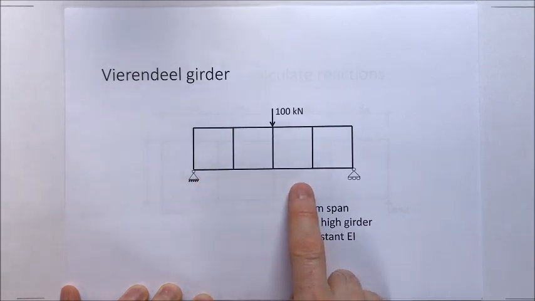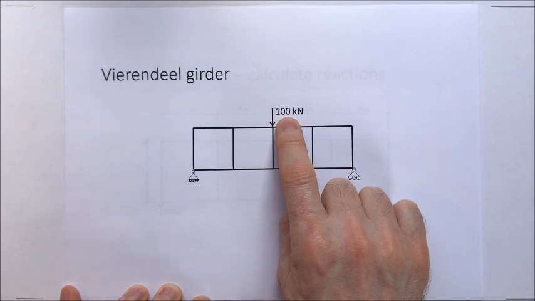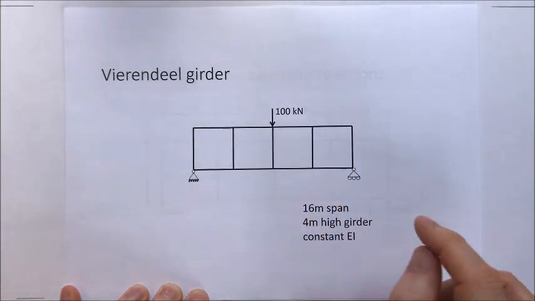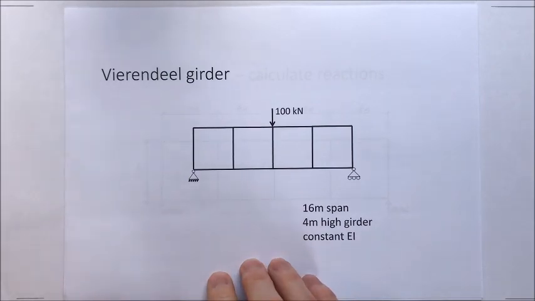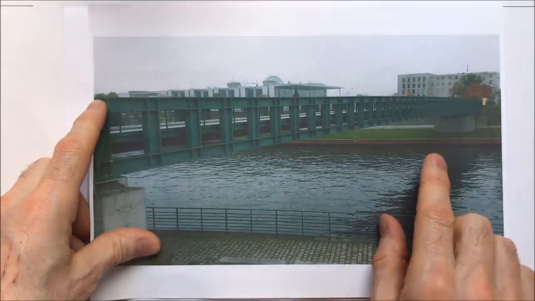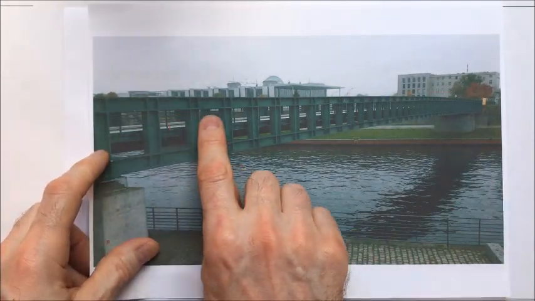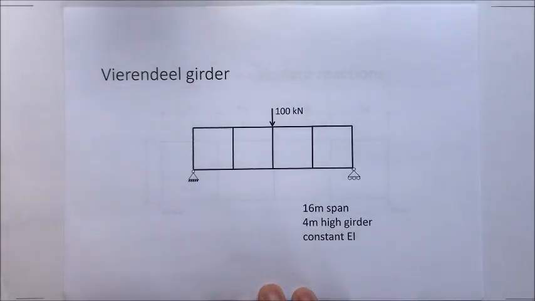It's 4 bays of 4 meters each, 4 meters high, and it has a 100 kilonewton single point load applied at the center. Each of the members has a constant EI, which you may argue may not reflect reality. However, it does occur, because here's a nice bridge, one of my favourite bridges, which shows that it's broadly constant EI throughout the bridge.